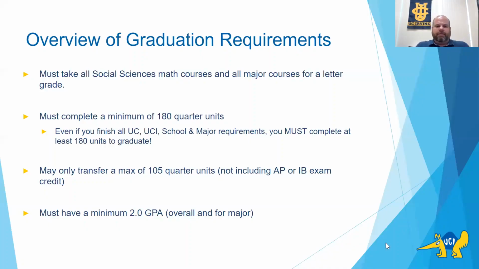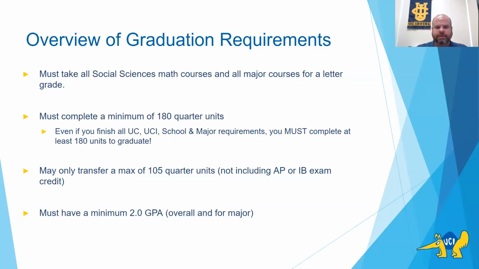All right, so first of all, just a few general things about graduation requirements. And this is for all students on campus, regardless of majors, okay? So first thing is that social sciences students and all of our majors have to take all of their math courses required and all of the major courses that are required for a letter grade option only. That is very important as you start selecting your classes. Make sure you're taking those courses for letter grades because those are mandatory as far as math courses and major courses, okay?